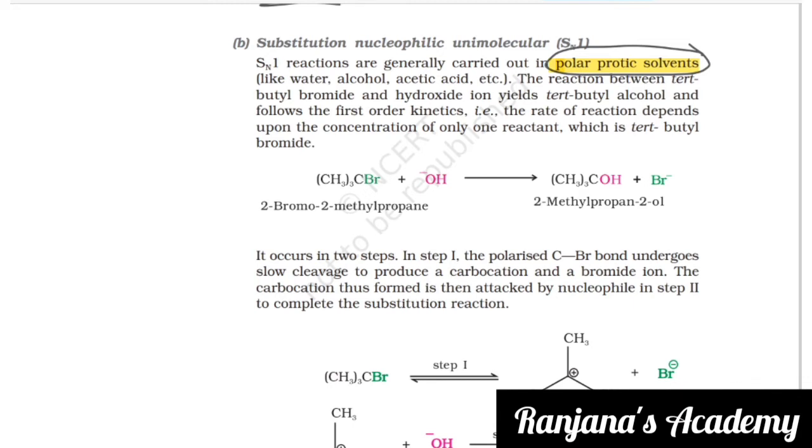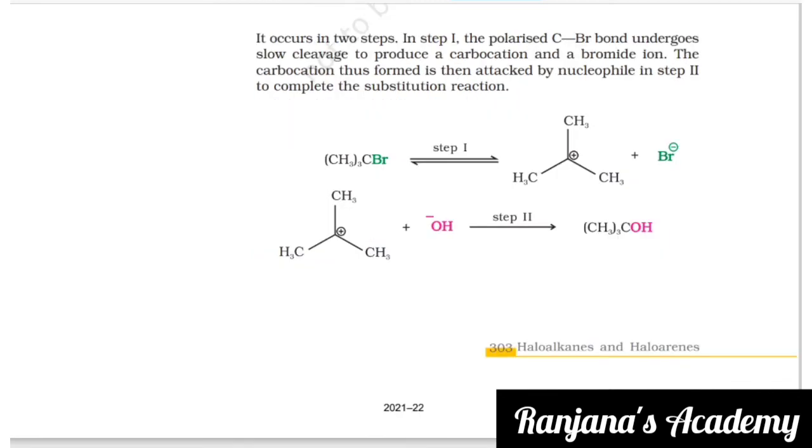The reaction between tertiary butyl bromide and hydroxyl ion yields tertiary butyl alcohol and follows first order kinetics. That is, the rate of reaction depends upon the concentration of only one reactant, which is tertiary butyl bromide. So you can see only depending upon this, the formation of product is carried out. It occurs in 2 steps.